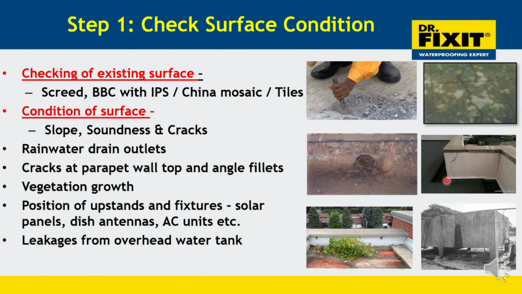This parapet wall has a big crack. This is very serious because during the rainy season, the water will penetrate through this crack and it will lead to leakage. Even you see the rainwater outlet, it is choked up with plant leaves. This is very dangerous because if this is choked up, then water will accumulate on the surface of the terrace and then the leakage will take place.